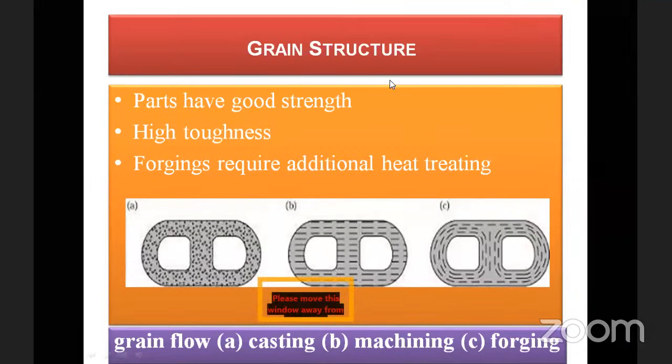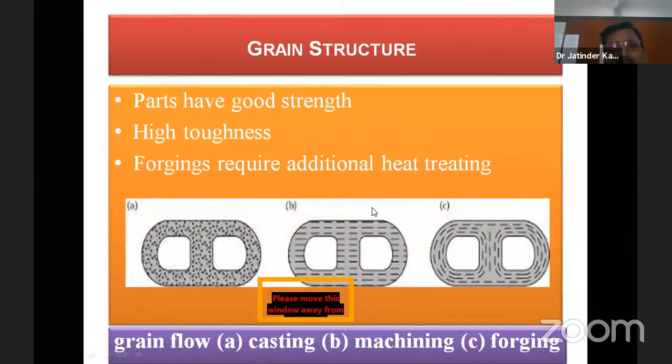Sir, in an example of a grain structure, we can take an example of a brick. No, beta, brick is a separate case. We are talking only about ferrous materials. You are aware that brick is a very brittle material, right?